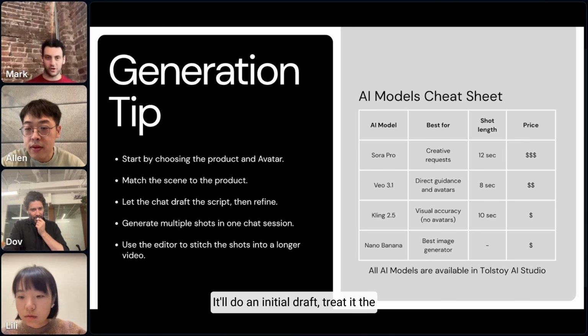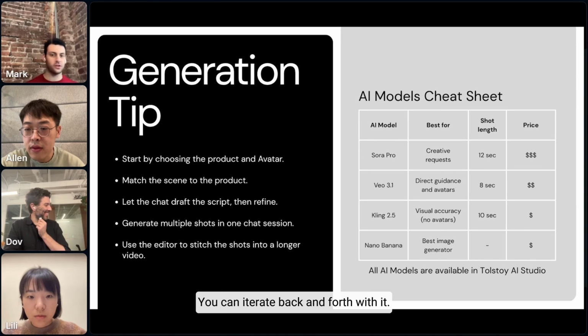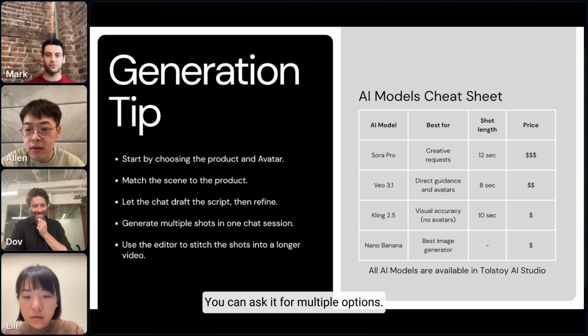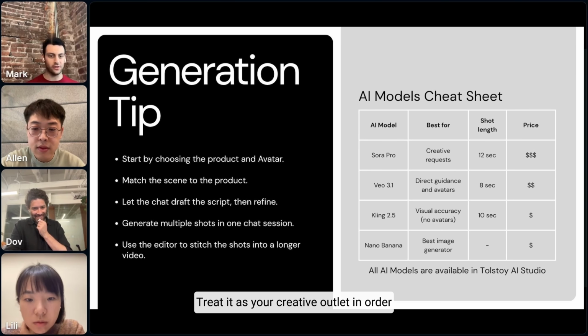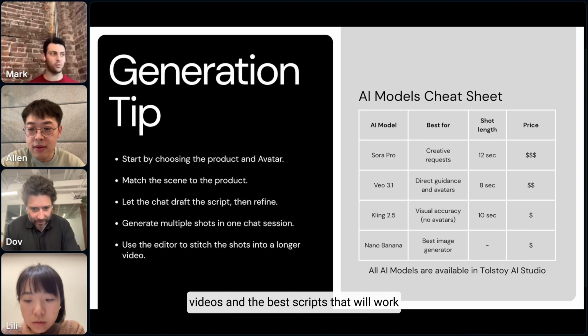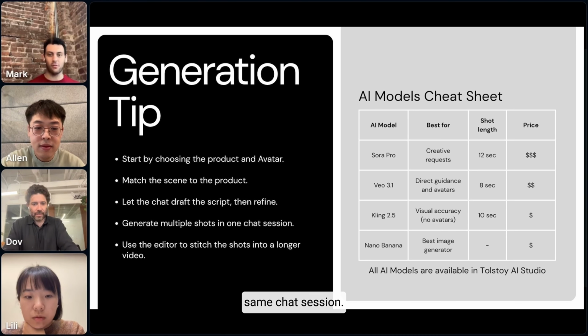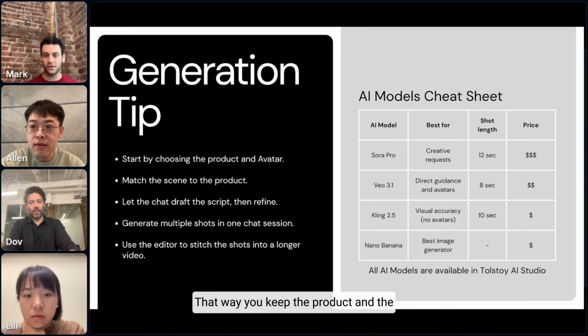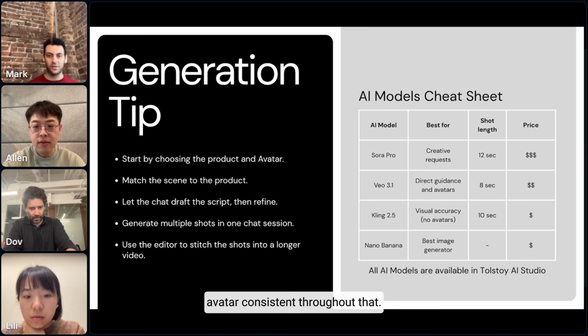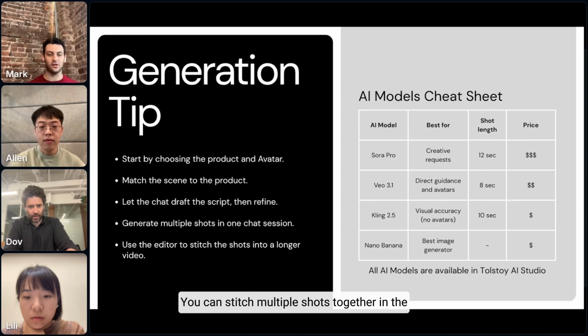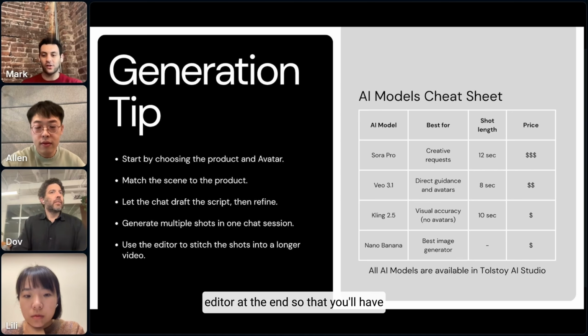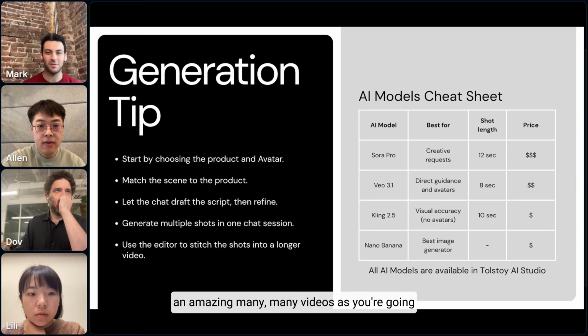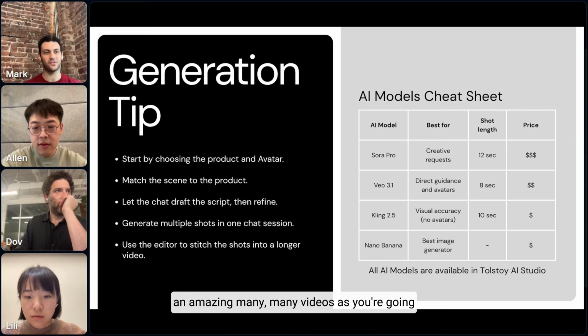It'll do an initial draft. Treat it the same way you would treat ChatGPT or anything else. You can iterate back and forth with it. You can suggest things. You can ask it for multiple options. Treat it as your creative outlet in order to create the best prompts and the best videos and the best scripts that will work for you. You can also generate multiple shots in the same chat session. That way you keep the product and the avatar consistent throughout that. You can stitch multiple shots together in the editor at the end so that you'll have an amazing many videos as you're going through it.